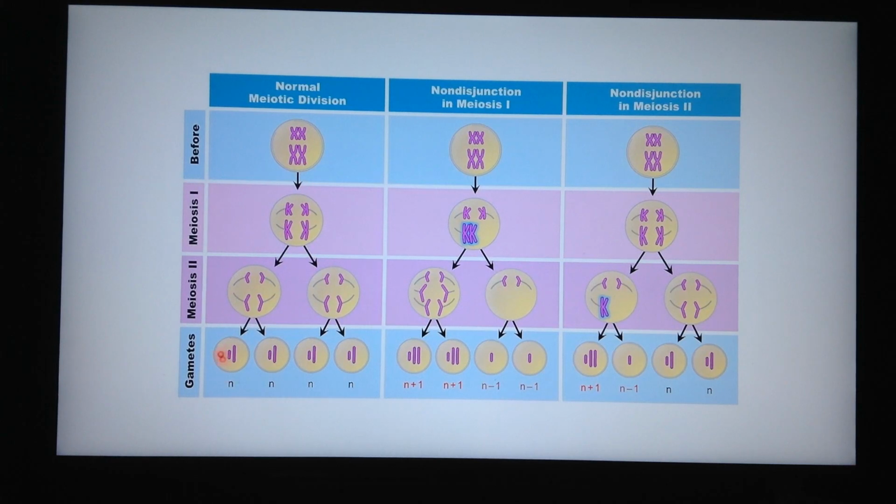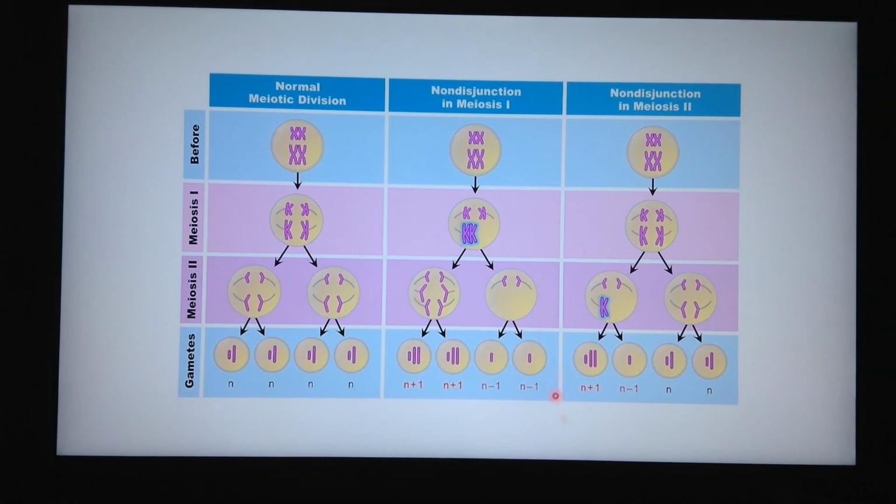So this is a normal meiotic development. As we can see, the chromosomes are getting separated, resulting in formation of 4 haploid cells. But in this case, there is non-disjunction in meiosis 1. Because of non-disjunction in meiosis 1, it will result in heterodisomy. So some cells will receive fewer chromosomes, some cells will receive more chromosomes. And if the non-disjunction occurs in meiosis 2, it will result in homodisomy.